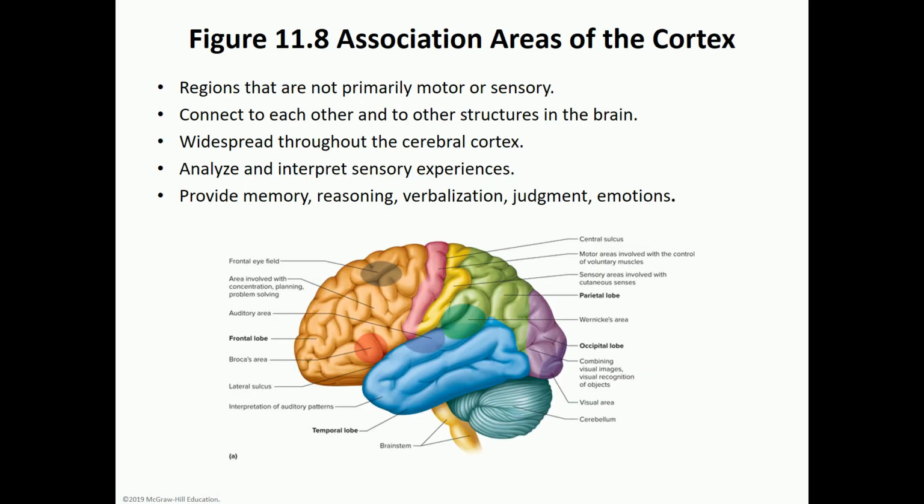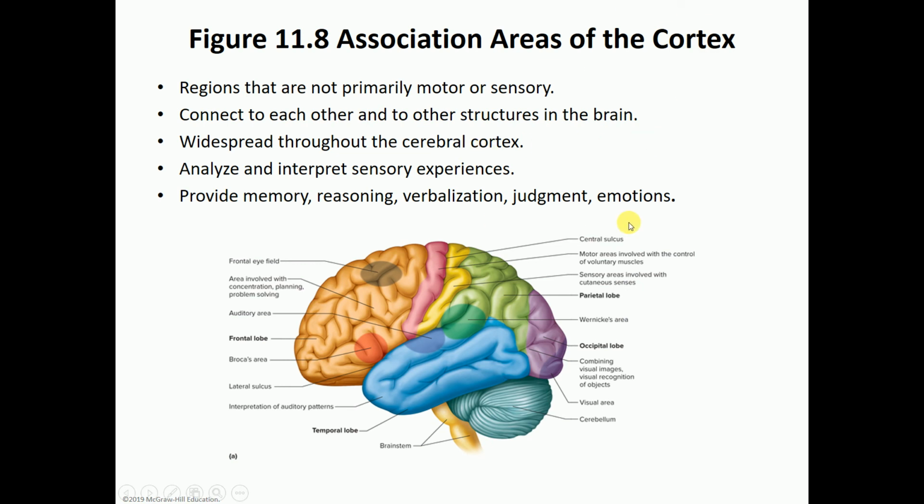The association areas of the cortex. So our association areas, these are the areas that are going to take information from different sensory areas and integrate them together in order for us to get a better understanding of what's going on. These are not considered motor. They're not considered sensory. They, again, integrate sensory and motor together. They would integrate more than one sensory area. So, for example, in order to provide a memory, reasoning, or judgment, or emotions.